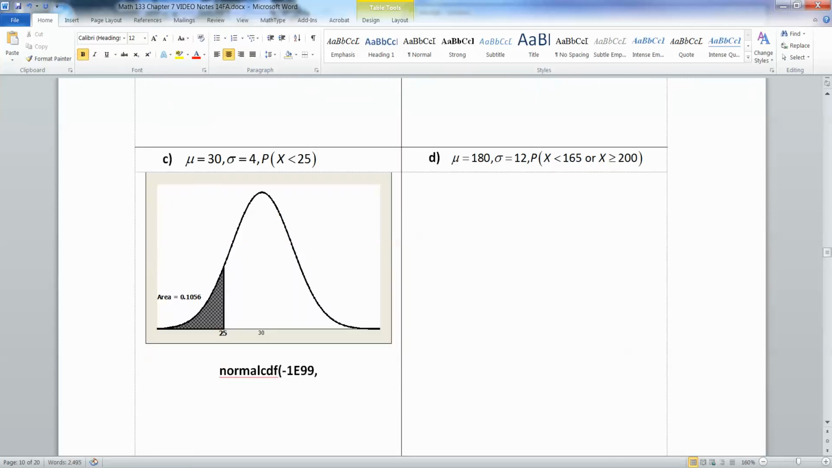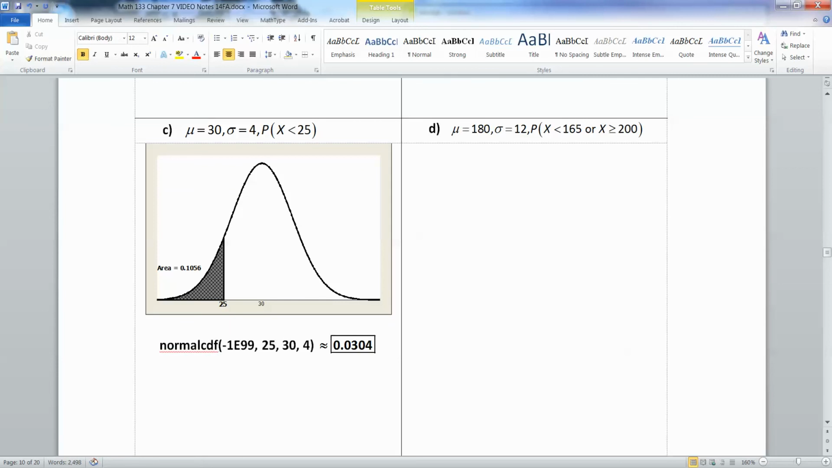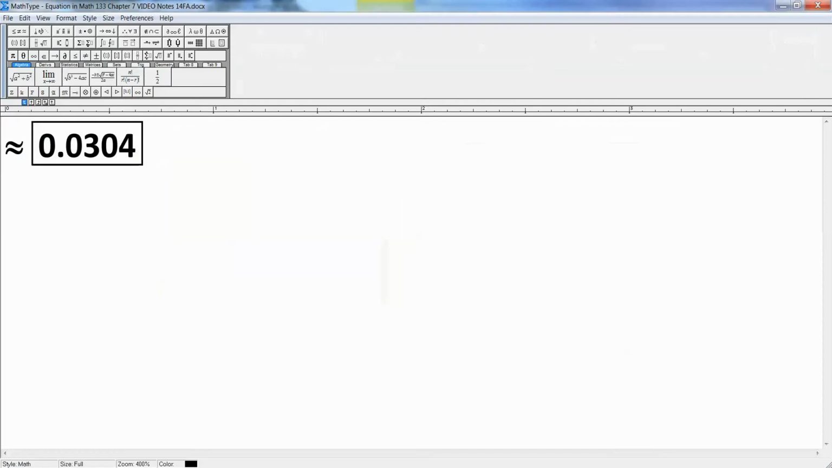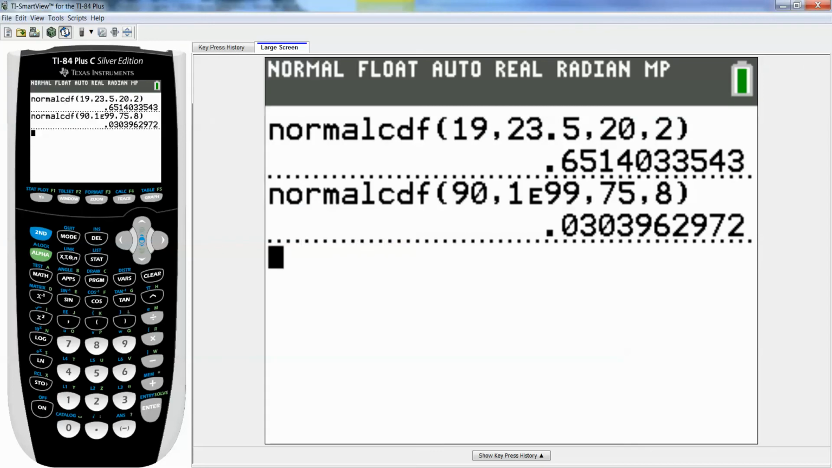All right, then the right-hand edge of what you shaded was 25. The mean is 30. The standard deviation is 4. So we'll need to find what this is. All right, so it's going to be 1056, but how do I get that? So let me grab my calculator.